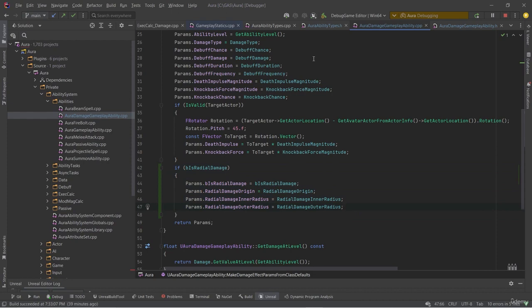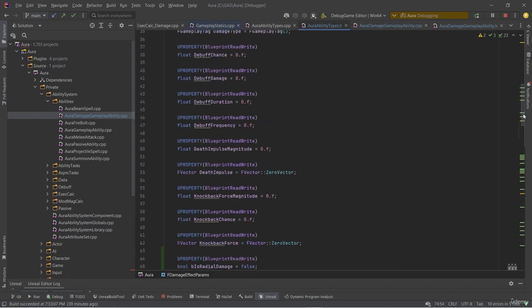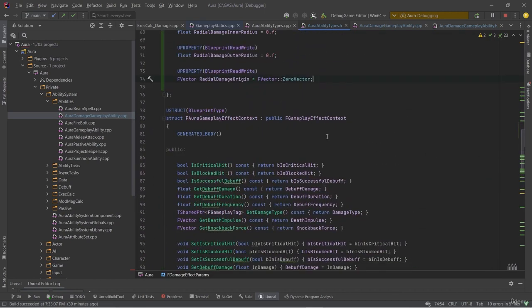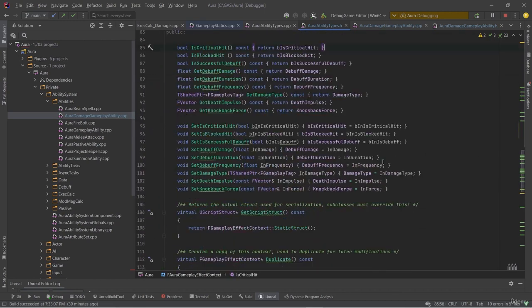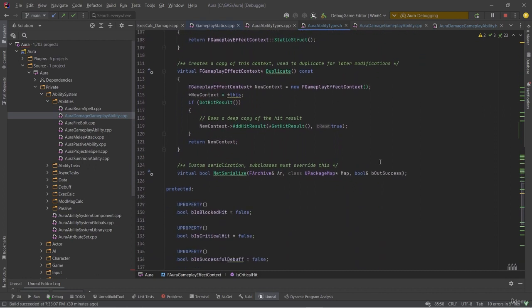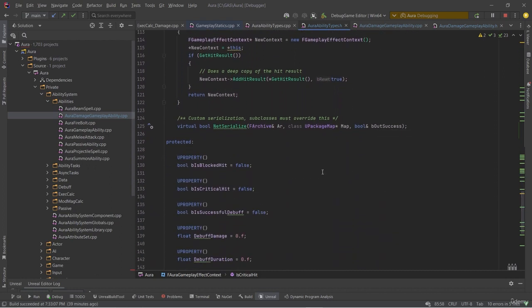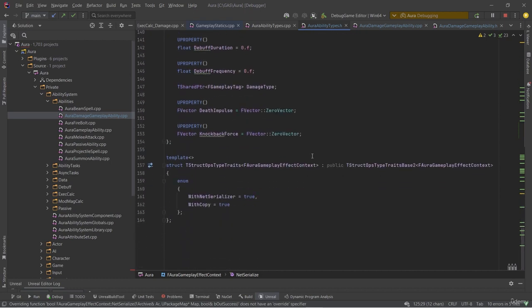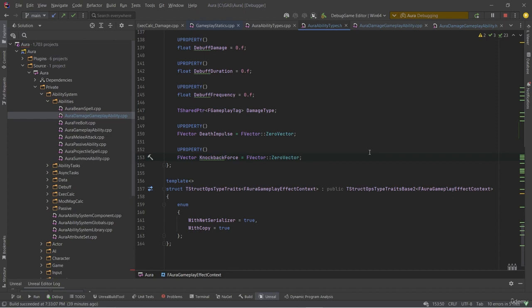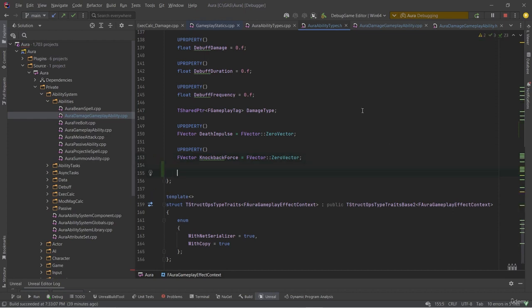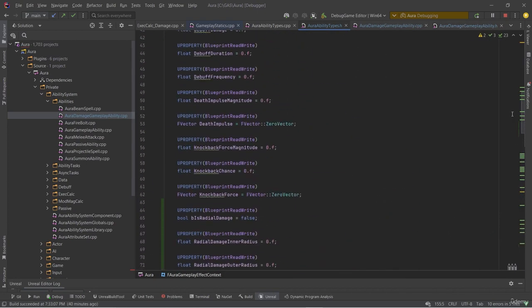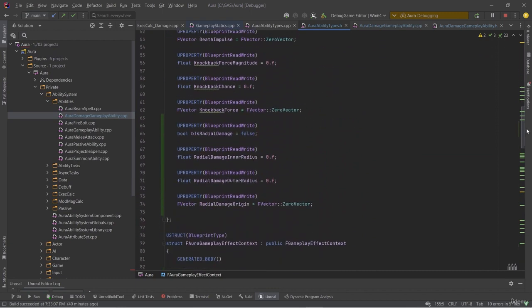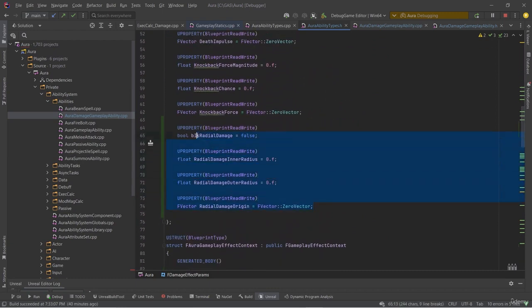So I'm going to go back to Aura Ability Types, and we're going to add these into our gameplay effect context. So we're going to have 4 new variables here, which means we're going to have a few steps, including determining how these should be serialized. So just after knockback force, we're going to add these 4 variables. And if I'd like to be lazy, I could go back to Aura Damage Gameplay Ability, or just scroll up to F Damage Effect Params, and I can just copy them from here.